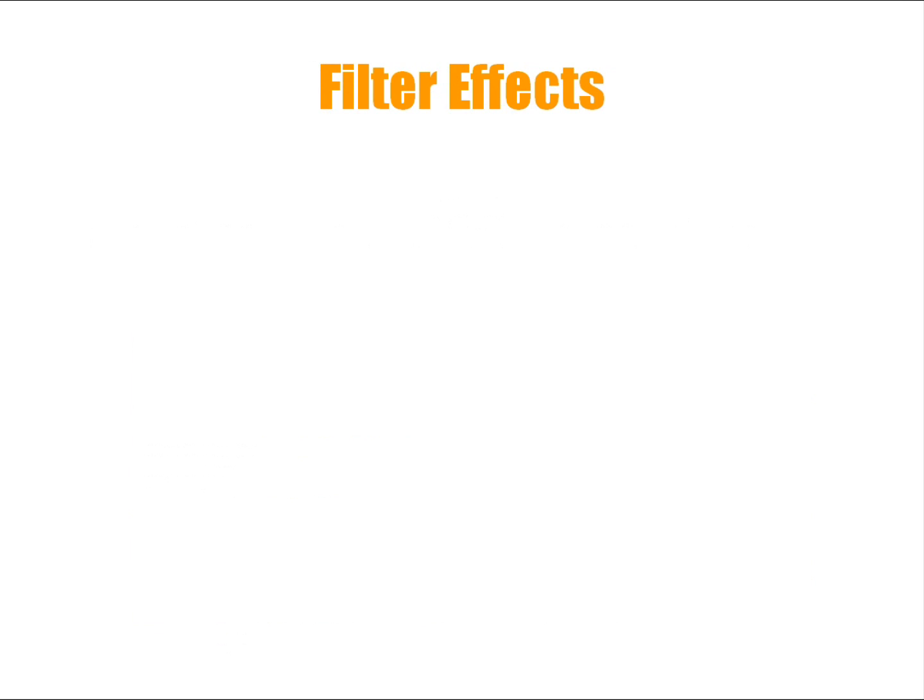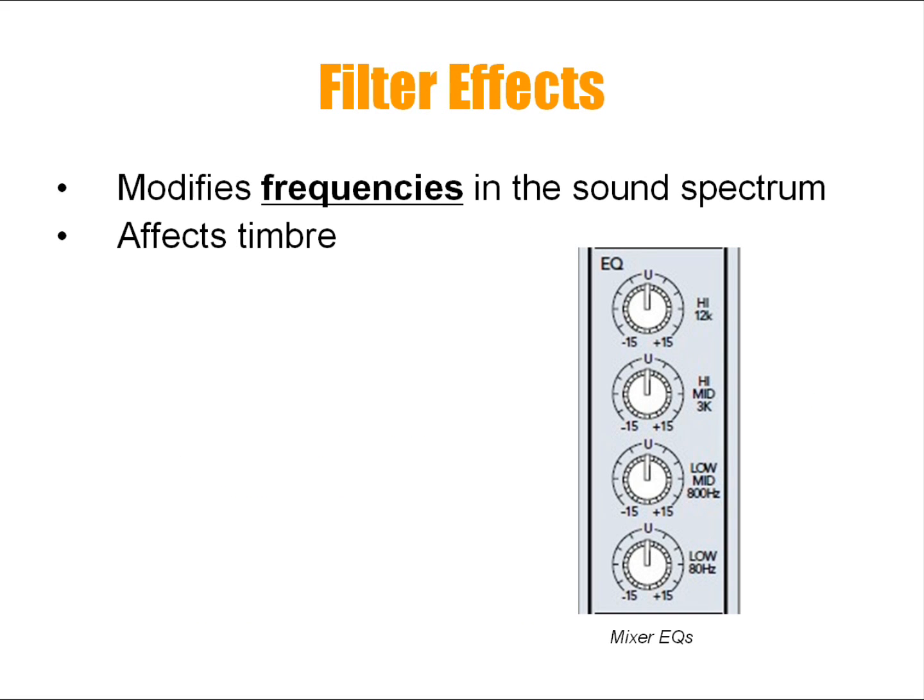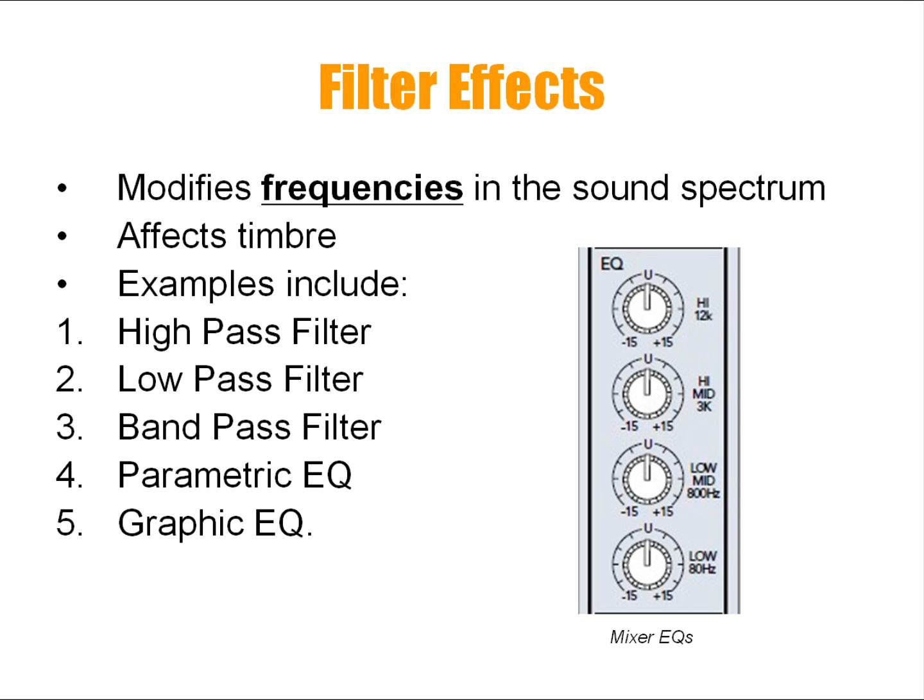Next up, we have filter effects, which essentially amplify and attenuate frequencies in the sound spectrum, thus affecting timbre. Examples include the high-pass filter, low-pass filter, band-pass filter, parametric EQ, and graphic EQ.